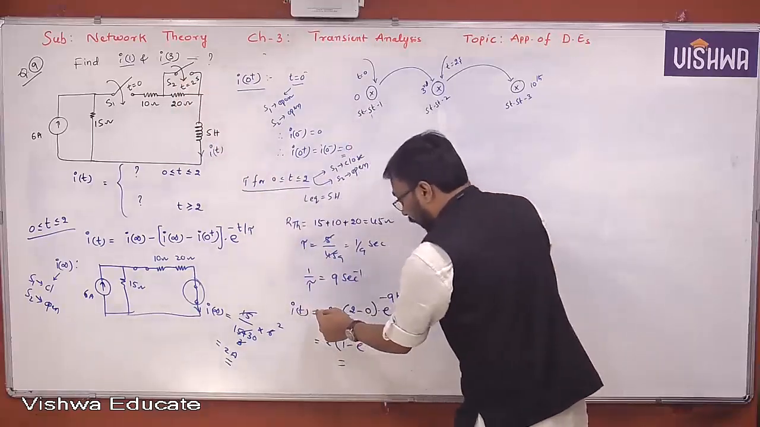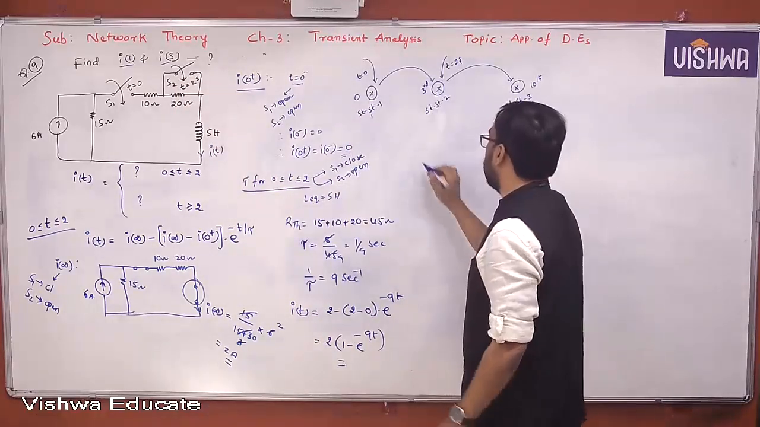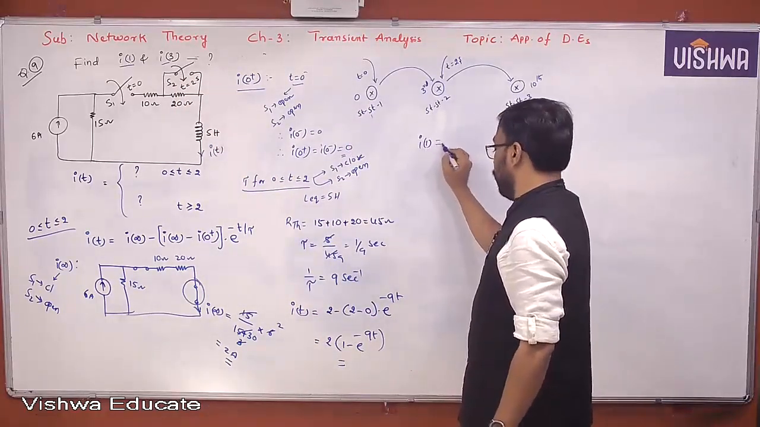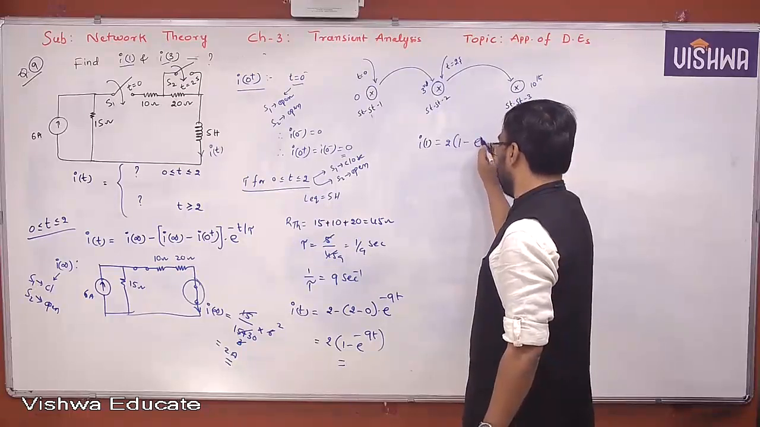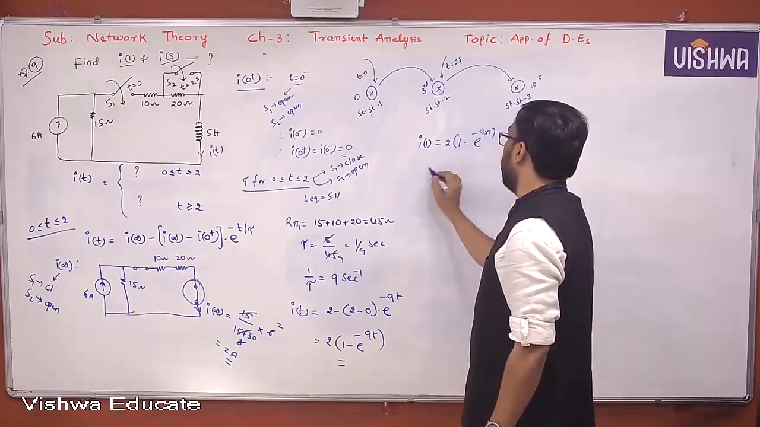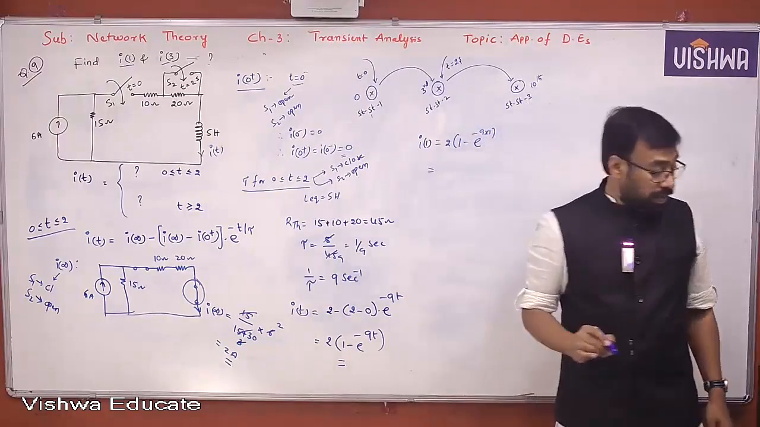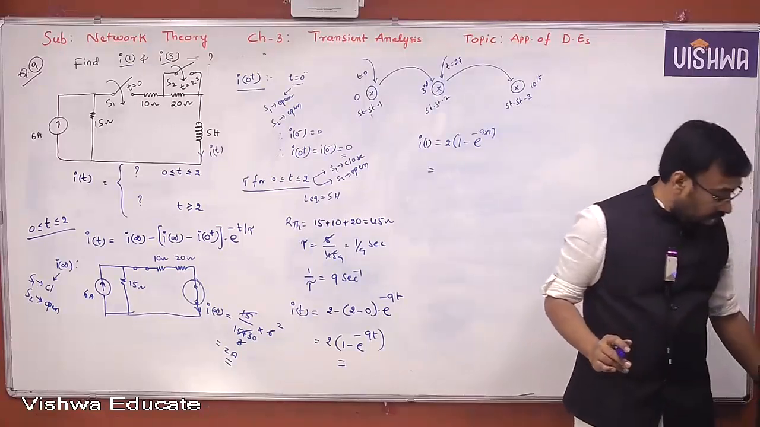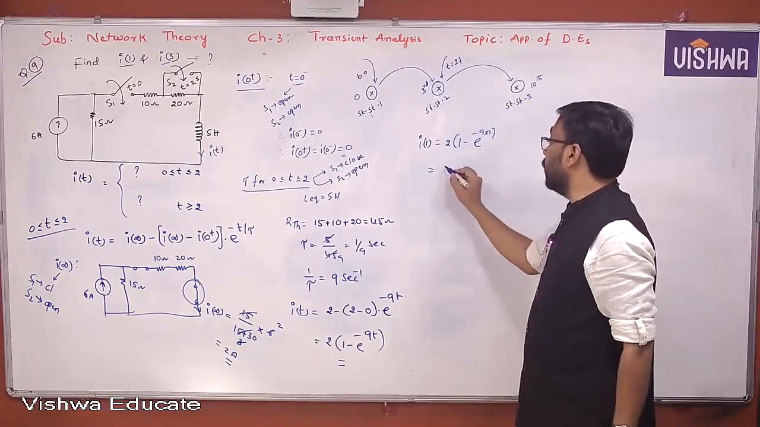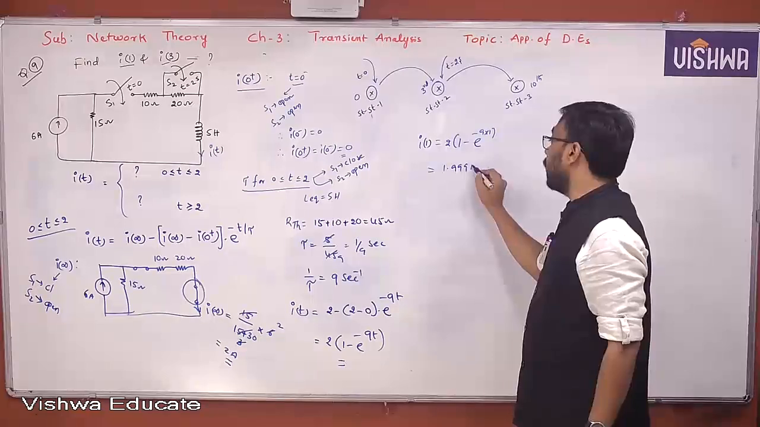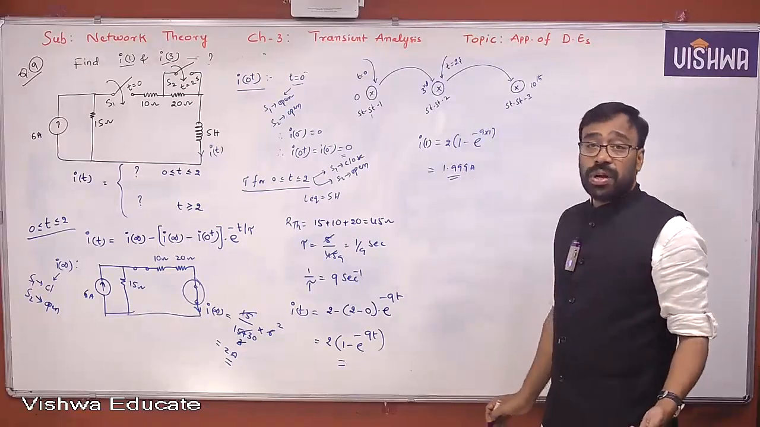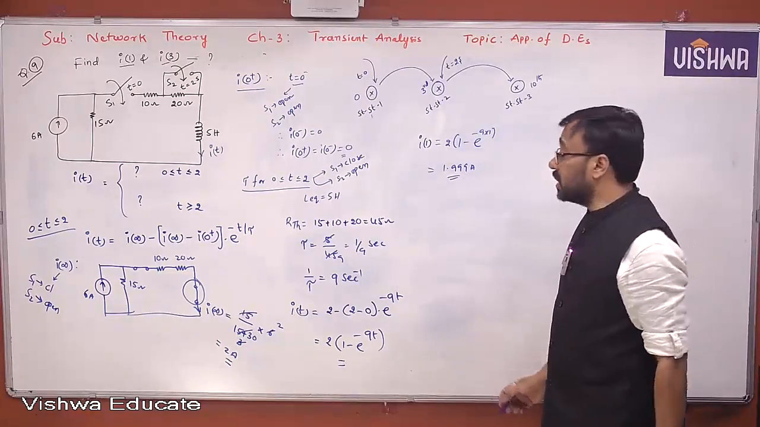Now, if you want to find I of 1, yes, you can substitute t equal to 1 in this formula. That is, I of 1 is nothing but 2 into 1 minus e power minus 9 into 1. You will get 1.999 ampere. That means it is almost close to 2 ampere. What is the steady state value?